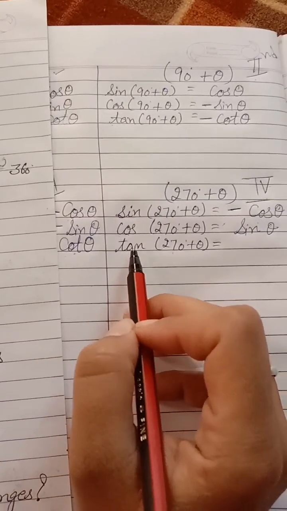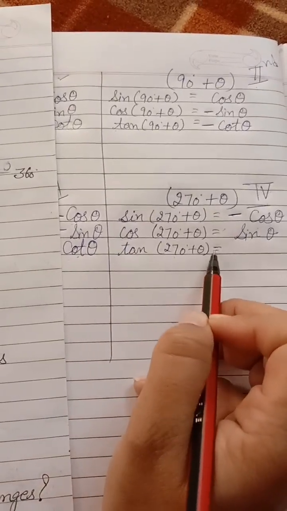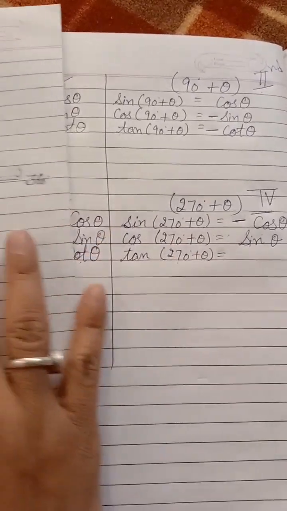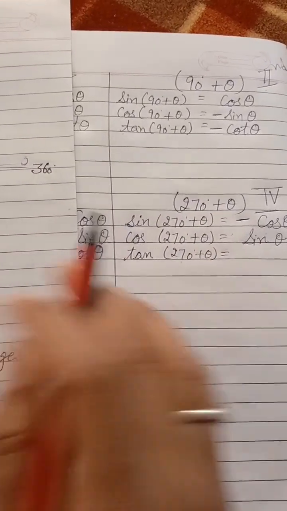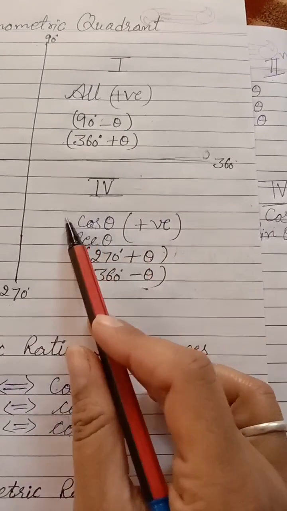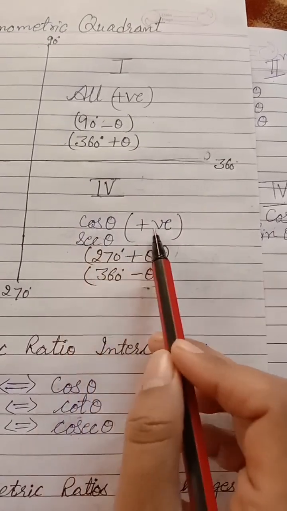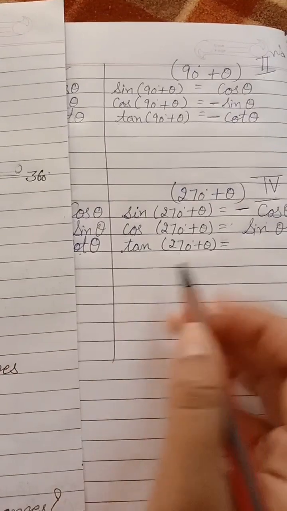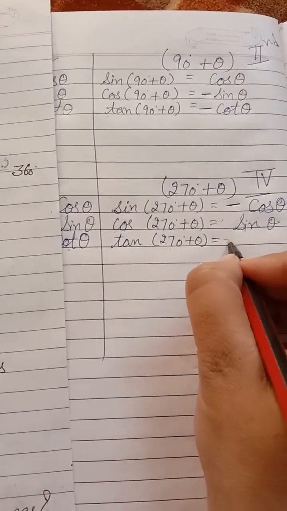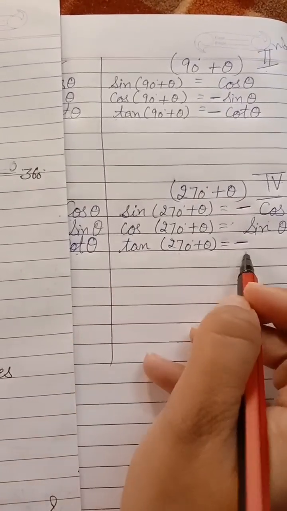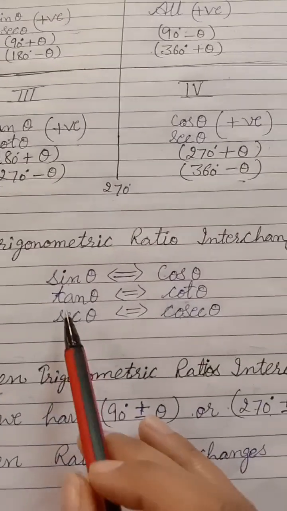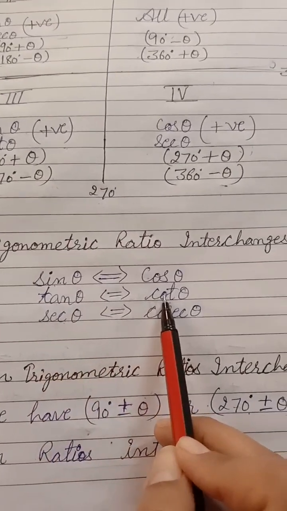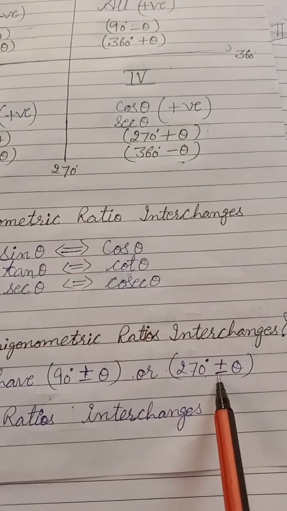Now let us find the value of tan(270° + θ). Again, 270° + θ is in the fourth quadrant, and in the fourth quadrant tan will be negative. Why so? Because only cos θ and sec θ will be positive, so tan will be negative here. So put a negative sign here, and tan will be converted into cot θ. Why? Because tan converts into cot if we have these types of angles. That's it.